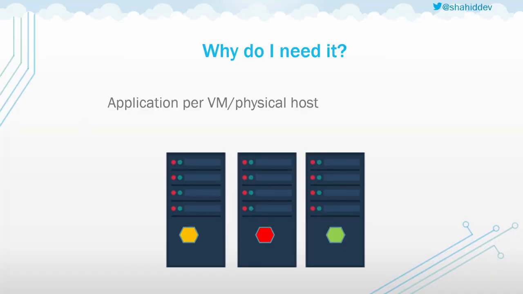The problem is, we're paying for separate Windows licenses for each one of these VMs. Each one of these VMs probably isn't making best use of the resources available. We're probably having to over-provision for peak load.